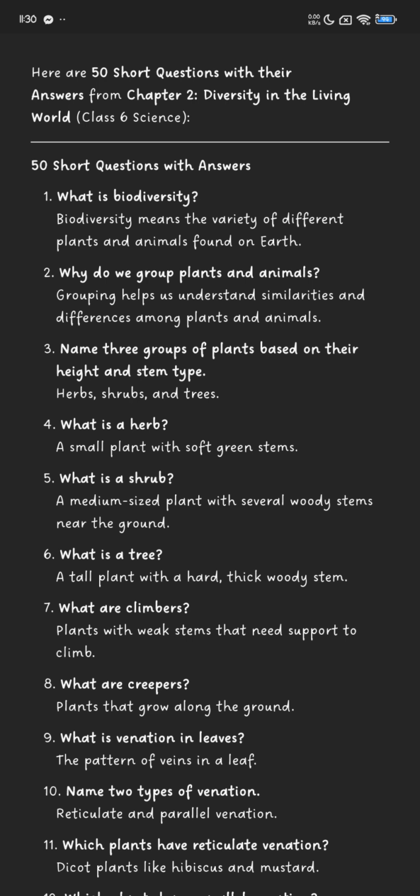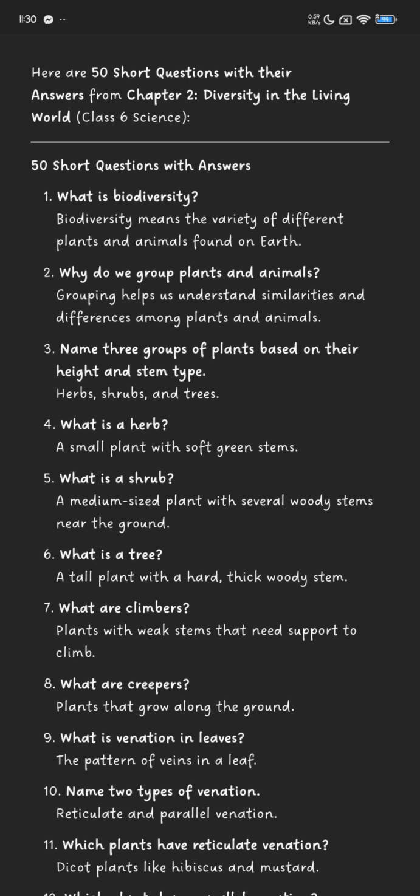Name three groups of plants based on their height and stem type: herbs, shrubs, and trees. What is a herb? A small plant with soft green stems. What is a shrub? A medium sized plant with several woody stems near the ground. What is a tree? A tall plant with a hard, thick, woody stem.